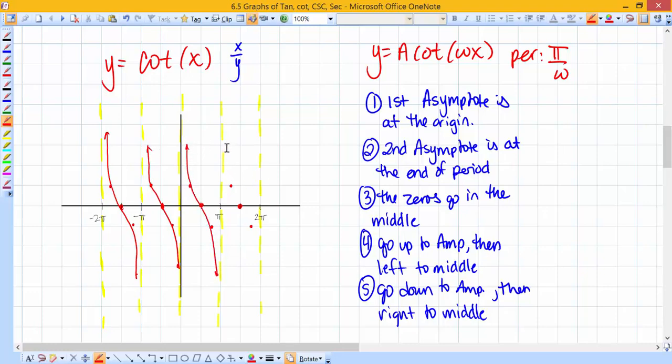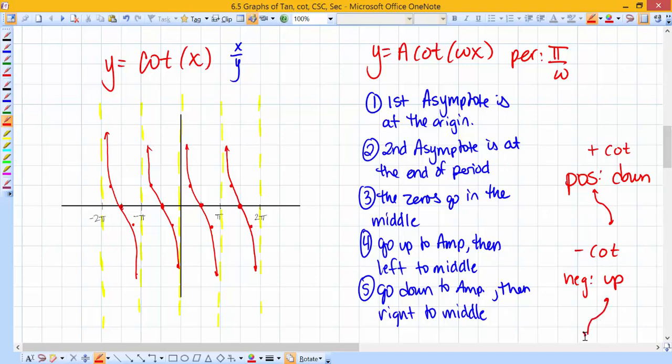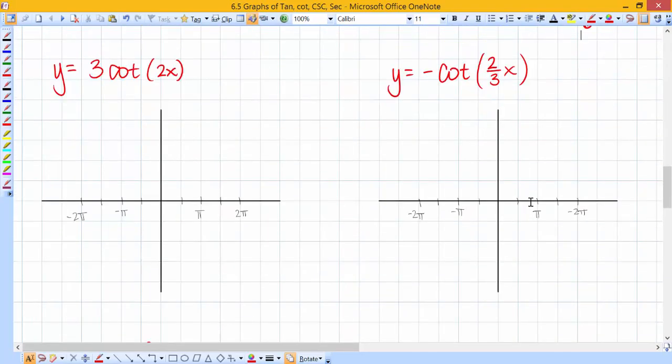Asymptote at 0, asymptote at the end of the period. And then you graph your amplitudes. Now here where this is different, positives go down. Okay, so if I have a positive cotangent, those go down. If I have a negative cotangent, those actually go up. So that is going to switch. All right, let's do a couple cotangents. Then we have to do some secants and cosecants.